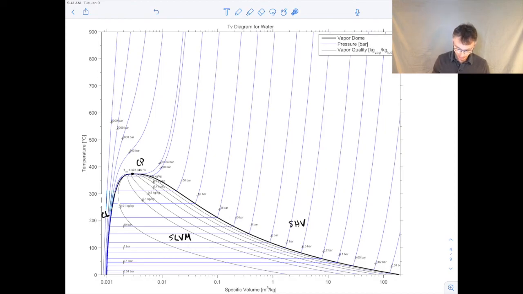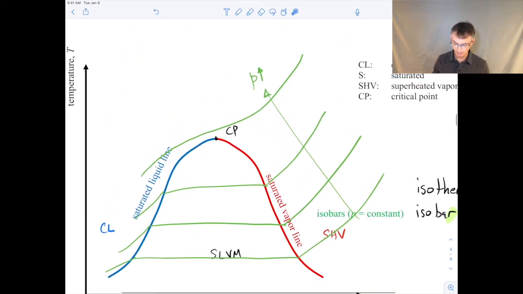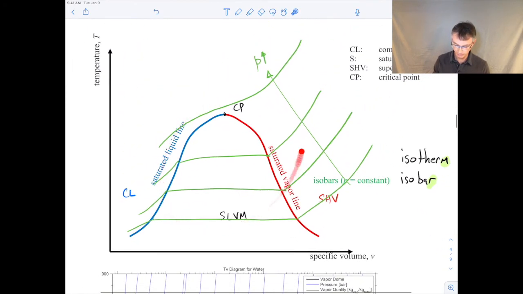So this one's to scale. Here you can see the temperature is a linear scale. Specific volume here is a logarithmic scale. Again, it's kind of difficult to sketch it perfectly, so that's why I draw these kind of rough little sketches. You'll see these all the time.